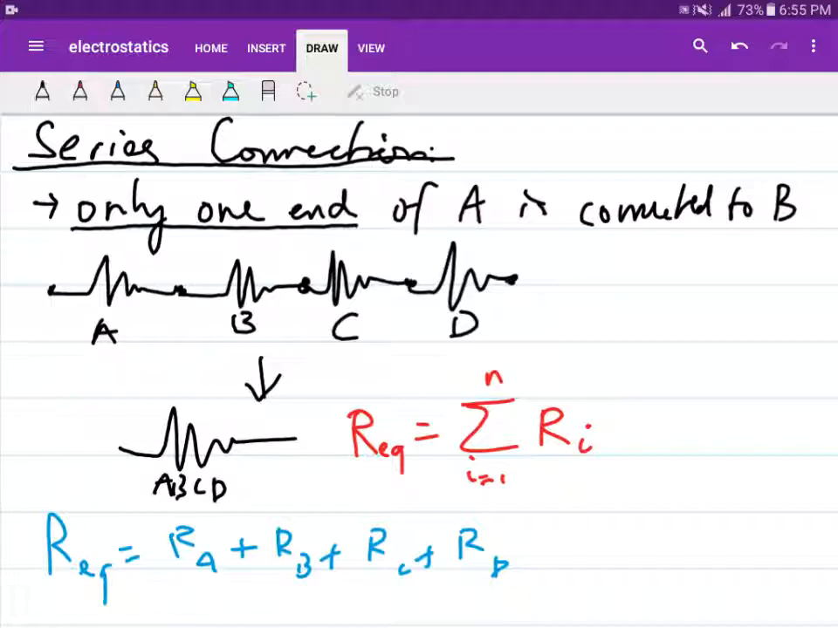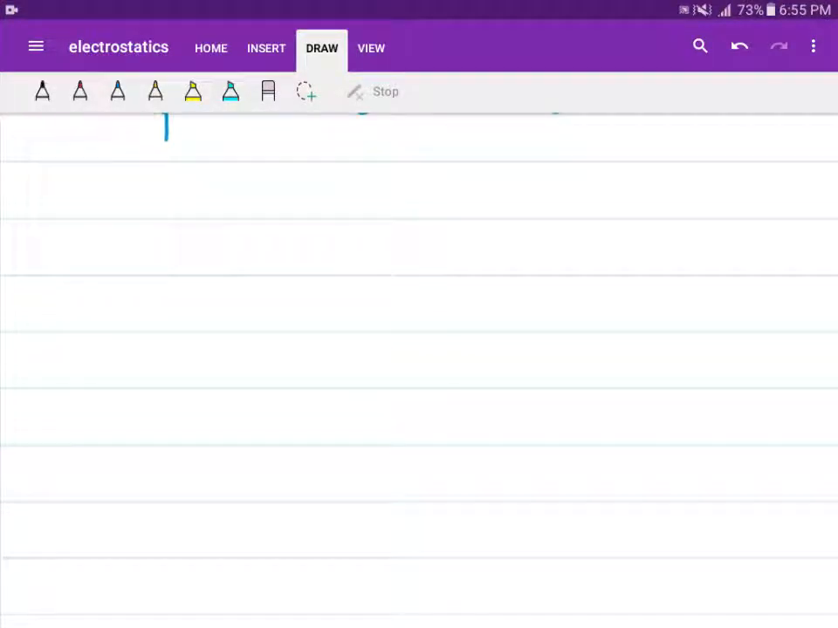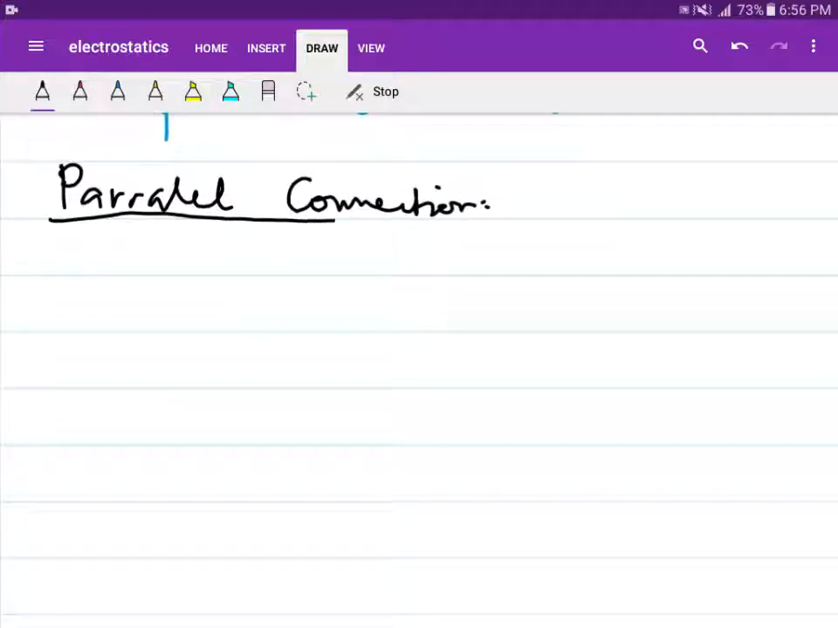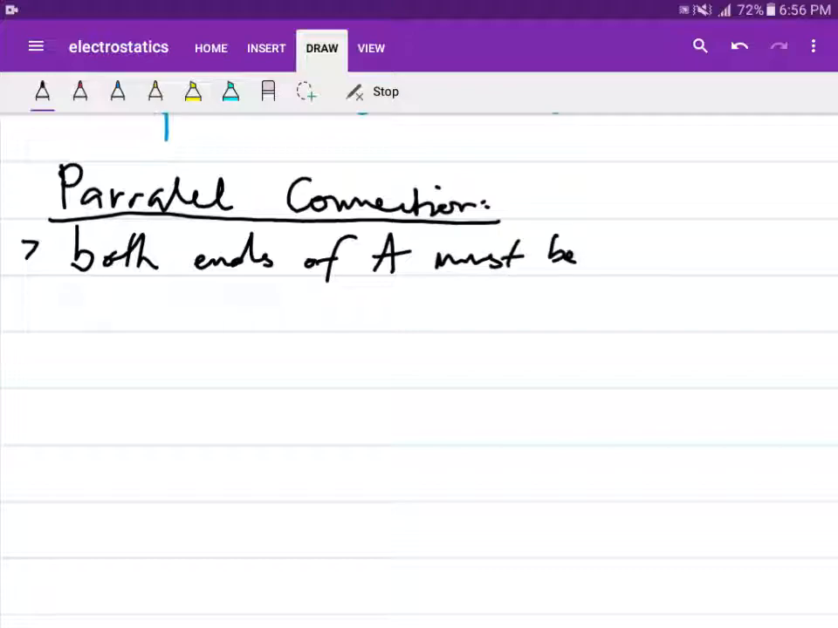And then next we have parallel connection. For parallel connected resistors, instead of just one end of A being connected to B and then to C, both ends of A must be connected to B, and to C, and to D, and so on.